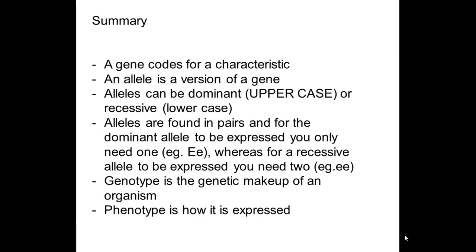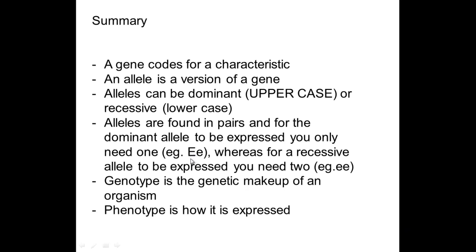Okay, so in summary, a gene codes for a characteristic. An allele is a version of a gene, and your alleles can either be dominant, which are usually represented in letter form in uppercase, or they can be recessive, usually in lowercase. The alleles can be found in pairs, so they're usually found one on each chromosome. For the dominant allele, you only need one of those for it to be expressed. So in the case of attached or unattached earlobes, you only need one of them to be present.